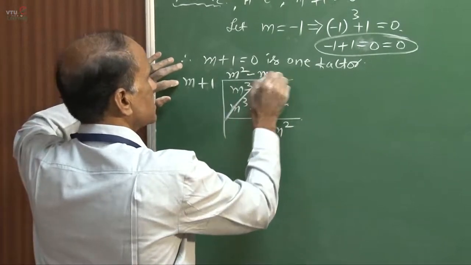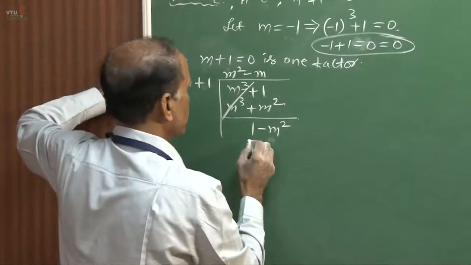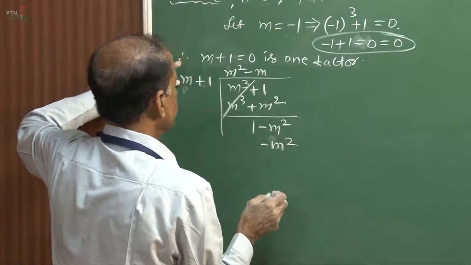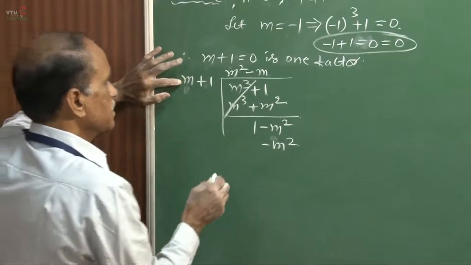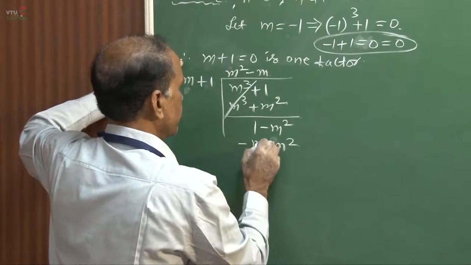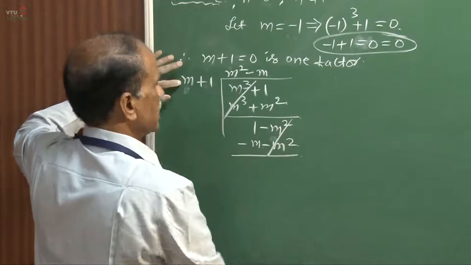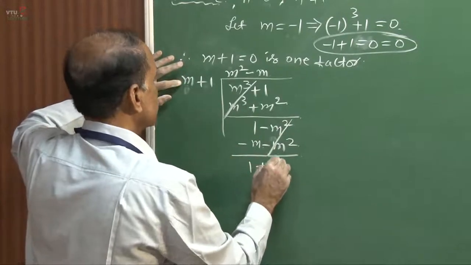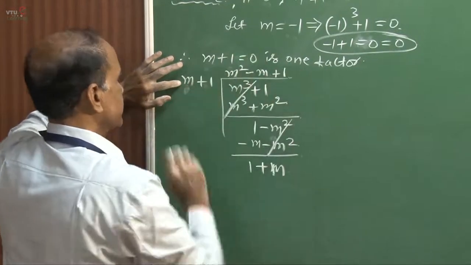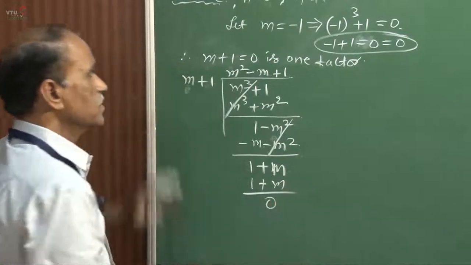Then minus m you have to write, because you must get minus m square only. Minus m square is the first term, right? You have to get it, and then that is minus of m. So minus m square means on subtraction this cancels, and 1 plus m. 1 plus m means plus 1 you have to write. That is 1 plus m. Then your remainder is 0.